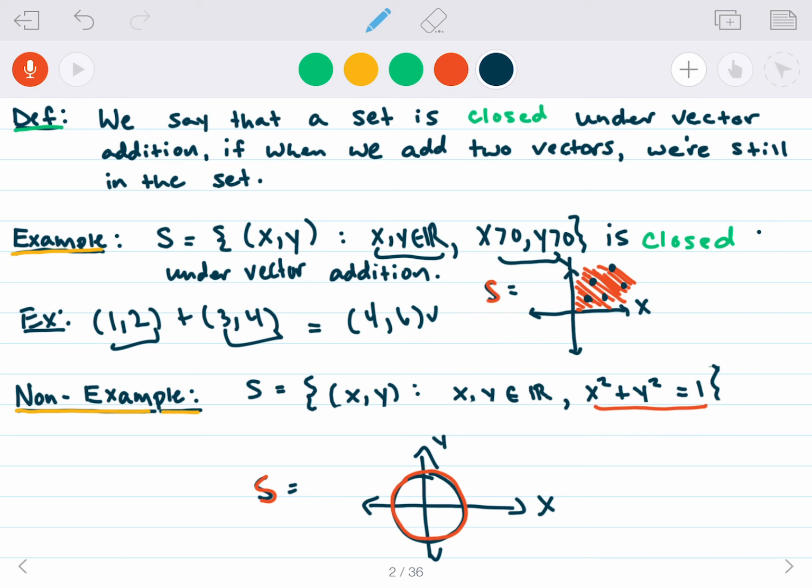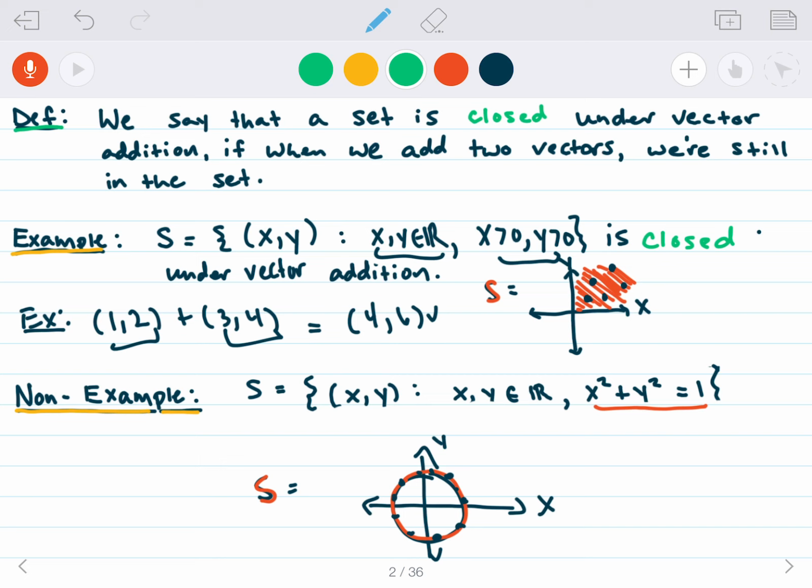And the question is, is this closed under addition? If we add any two vectors on the circle, are we still going to get something on the circle? Well, not all the time, right? Because what if I take a specific example? So maybe pause the video at this point and try to find two ordered pairs that are on the circle, but when you add them, the sum is not on the circle. Try to do that right now.